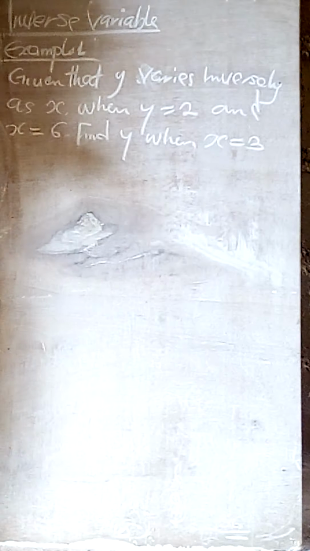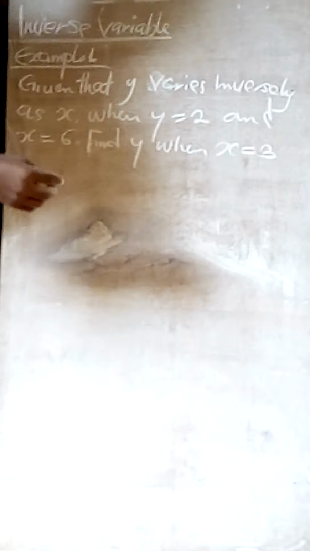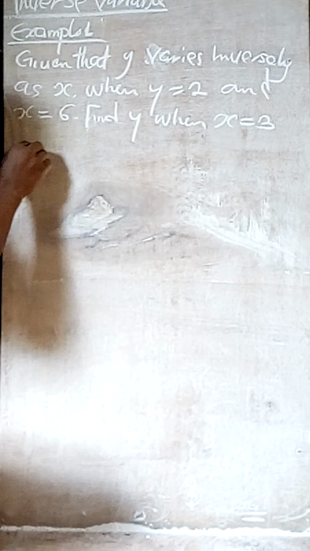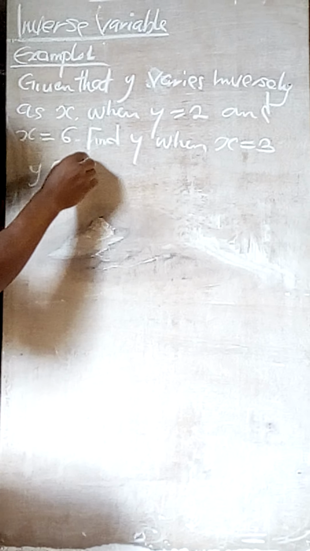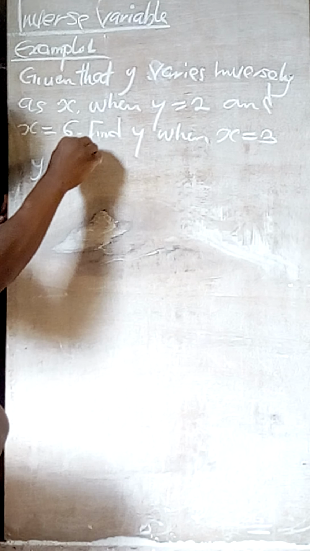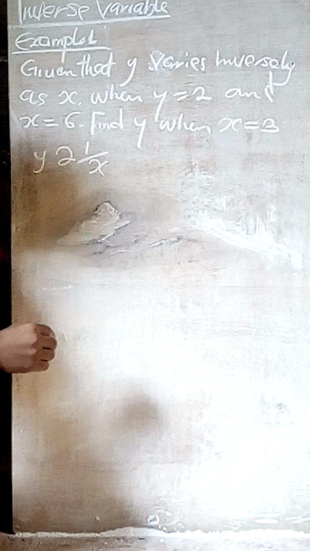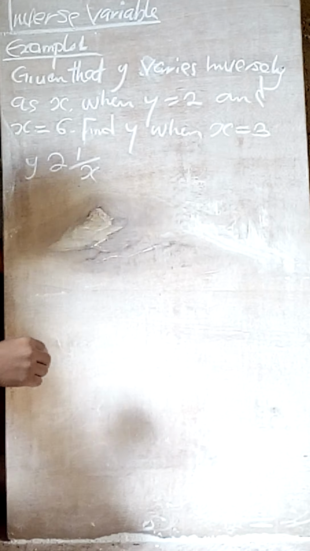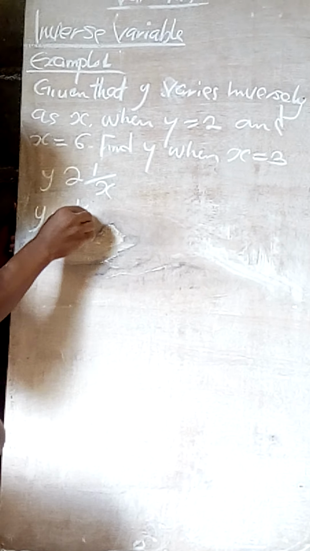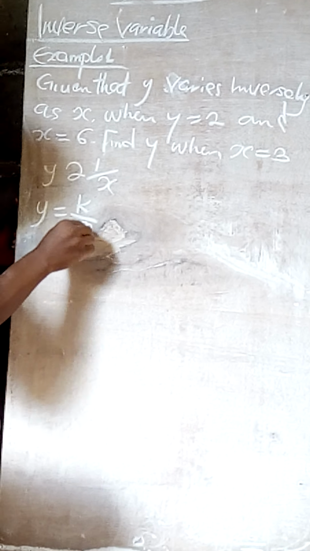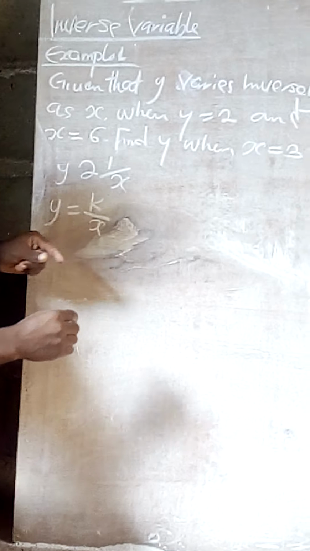Now, as I told you earlier, inversely means 1 all over, right? Now it says y varies inversely as x. I told you that k is always a constant. Then the formula is now y equals k, which is constant, all over x. This is now the word formula. We have to calculate for k now.